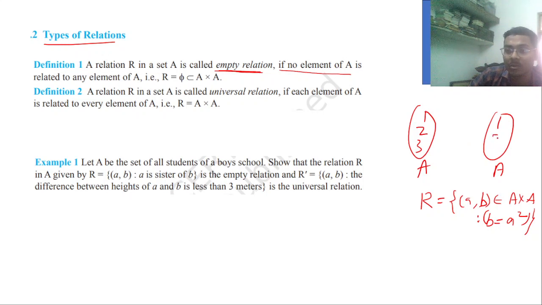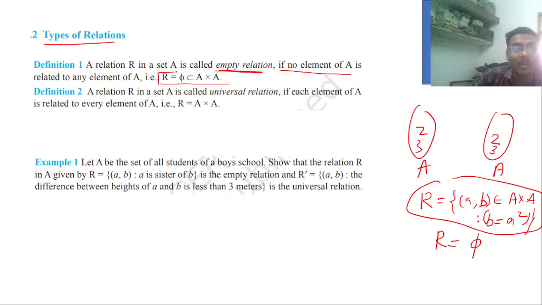If this is 1 to 1, so squaring 2 is not present here, squaring 3 is not present here. So this is an example of an empty set, where you will find no element in the relation. The relation is defined in such a way that you will find no element, and then you call it the empty set. The empty set is written by the symbol ϕ. So R equals ϕ will be the answer to this question.